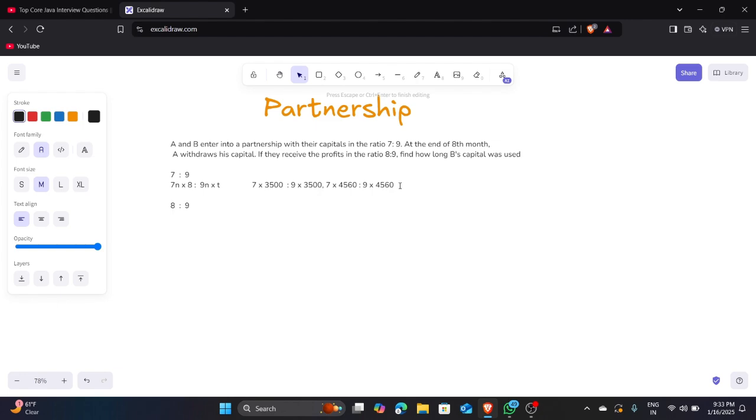It could be this, but we don't know. But we know one thing from the previous examples: when you multiply the capital by time and simplify, it is nothing but equal to this number. That's the first thing we know, so we can use that. The 7 into 8, when we divide it by any number, could be equal to this number. You can understand this.